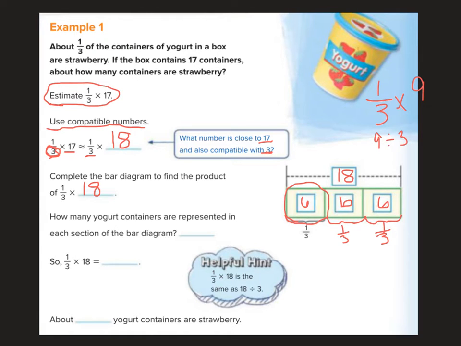So this is saying, take 18 and divide it into 3 equal pieces. Well, that's just division, right? So how many yogurt containers are represented in each section of the bar diagram? That'd be 6. So 1/3 of 18 is 6. Helpful hint. Write this down, please, someplace special. 1/3 times 18 is the exact same as 18 divided by 3. No difference, none at all. So about 6 containers are strawberry.